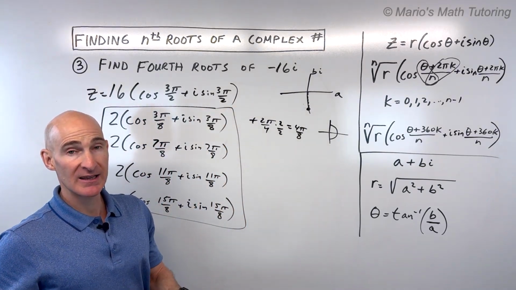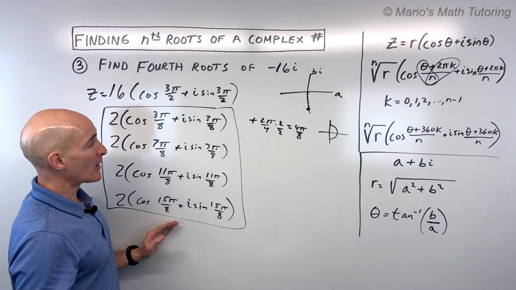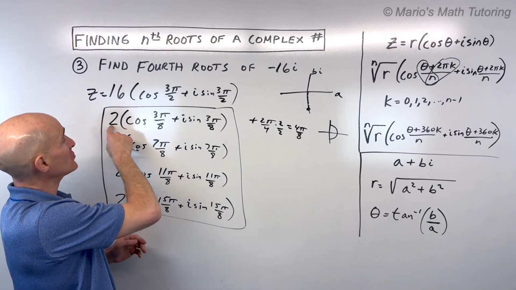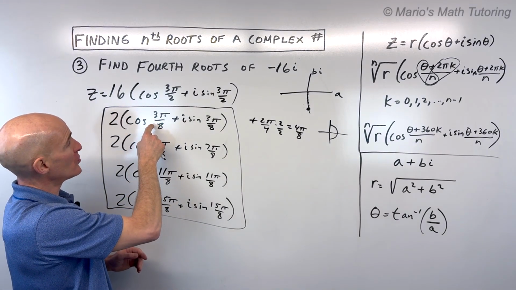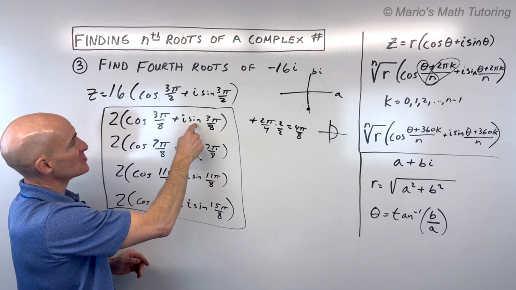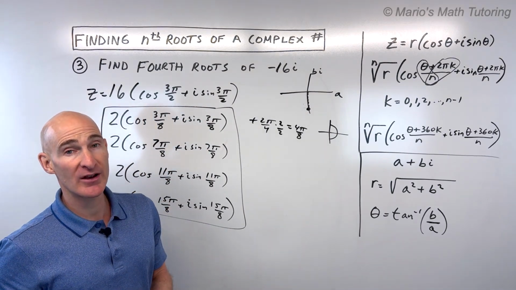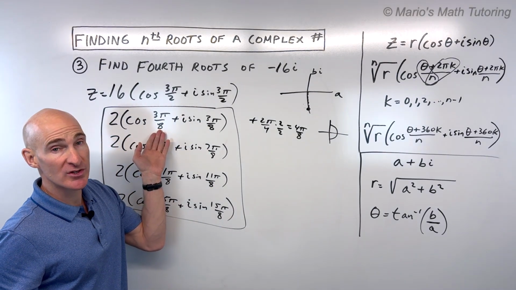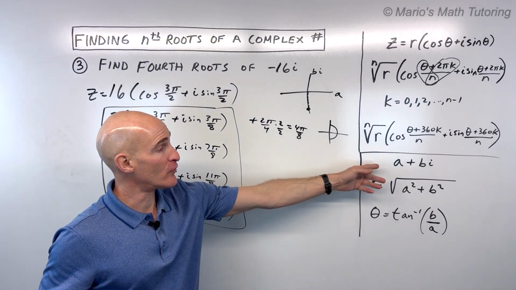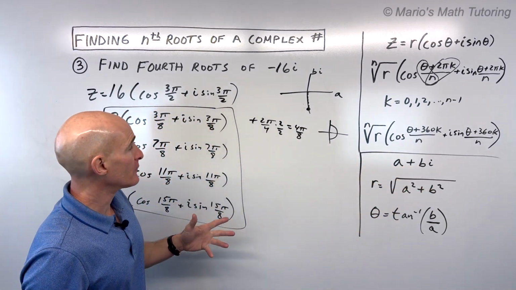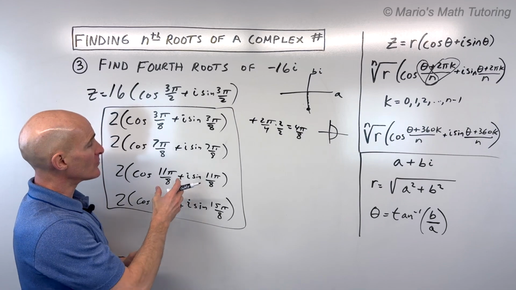Sometimes they'll just say leave it at that. But if you want to go into standard form, you're going to want to distribute this 2. So you're going to say 2 cosine 3 pi over 8 plus 2i sine 3 pi over 8. You'll have to do that on your calculator since these aren't ones that we know on the unit circle. And you put it in that standard form, this a plus bi form, for each of the roots here.